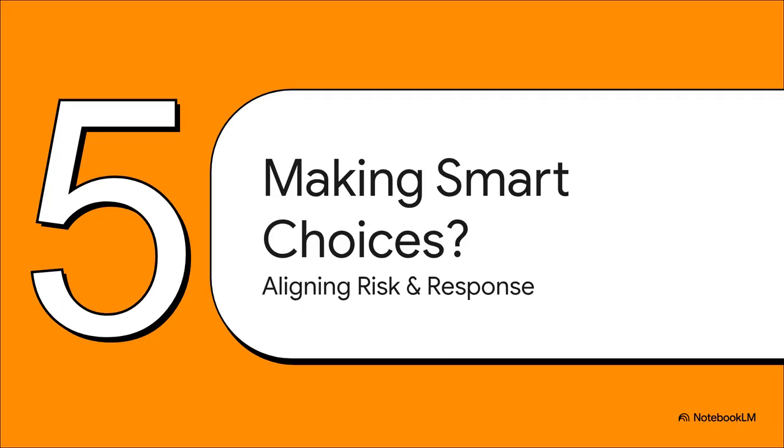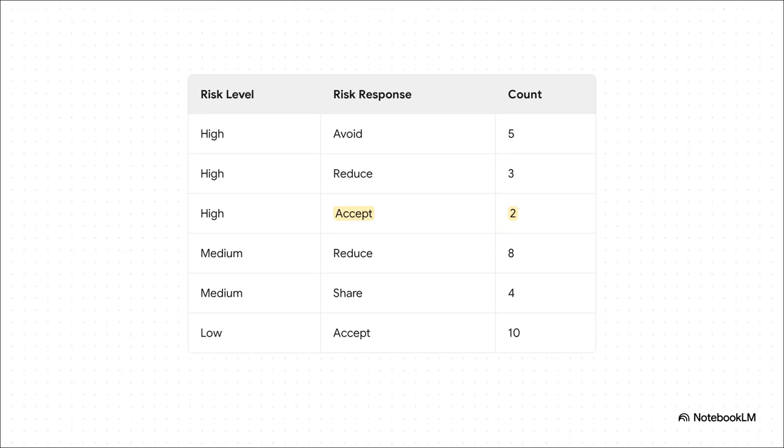Okay, so seeing the risks is one thing. That's great. But the real power, the whole point of this exercise, comes from using this data to ask the most important question of all. Are we actually making the right decisions about these risks? And this is where the analysis gets really interesting. You can create a table that puts the risk level, high, medium, or low, right next to the company's planned response. Are they going to avoid the risk, reduce it, or just accept it? And right here, this is where you can start to spot some major disconnects.